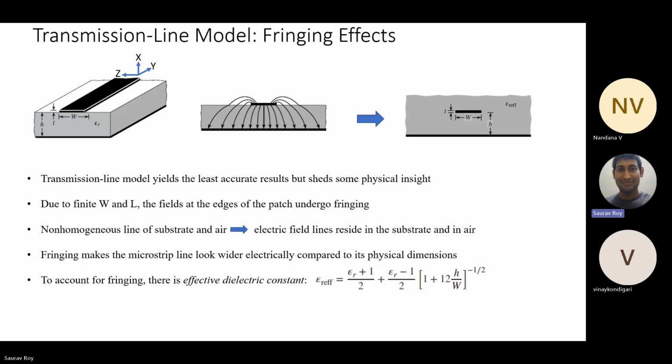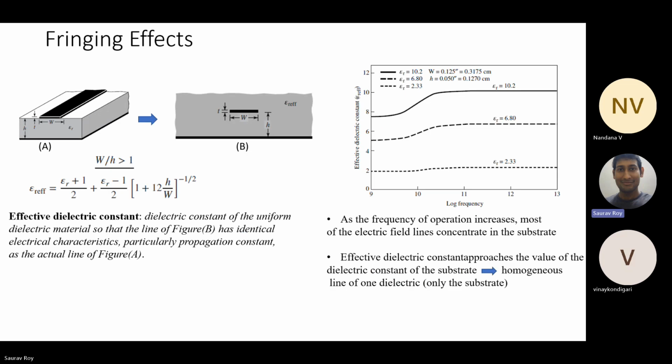Now let's go to the others. The formula for the effective permittivity of this medium is given here. This effective calculation is very vital for all microstrip lines and antennas. What is this effective dielectric constant? It is the dielectric constant of a uniform dielectric material, so the line in figure B has identical characteristics to the normal figure. So we have an equivalent geometry here on the right side, figure B.